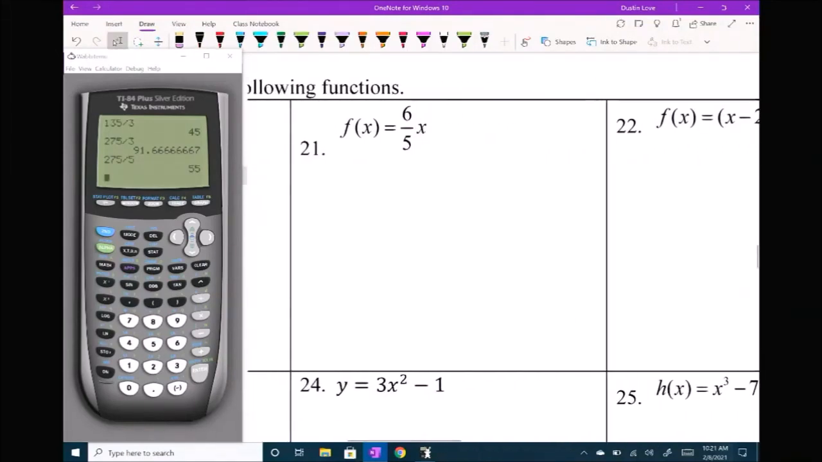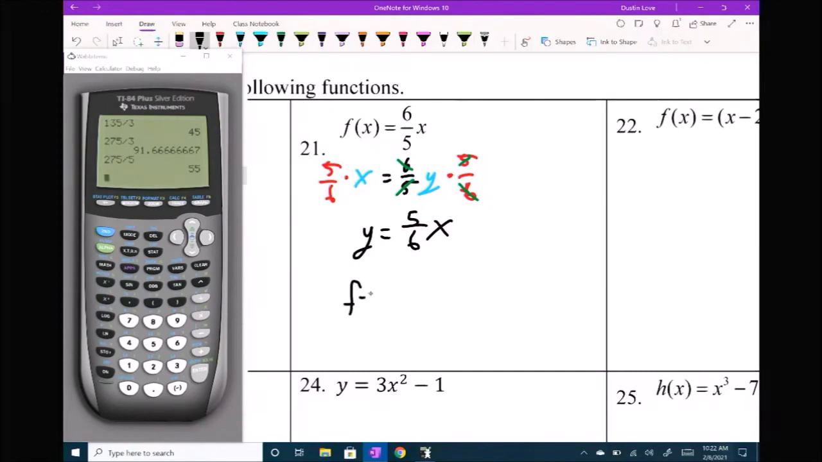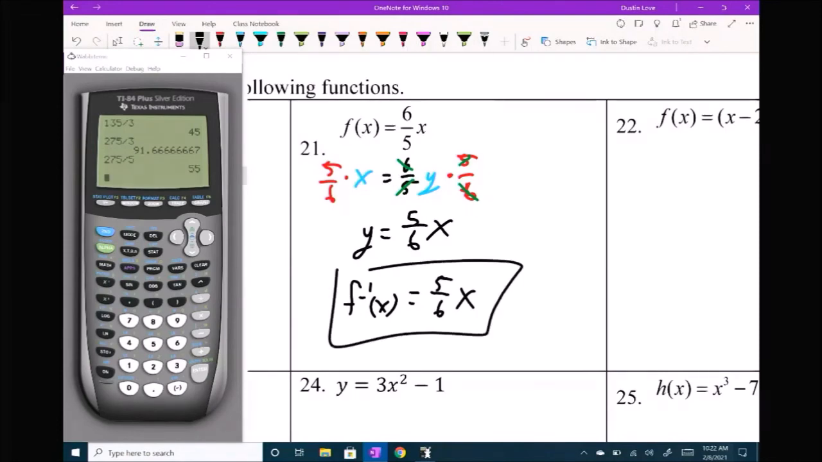Okay, number 21. We're going to rewrite this by swapping the x and the y's. So I've got x equals 6/5 y. Now, the way I get rid of a 6/5 is by multiplying both sides by 5/6. The reason we do that is because the 6's cancel, the 5's cancel, leaving me with y equals 5 over 6x. But we want to write this in inverse notation. So we get f inverse of x is equal to 5 over 6x.